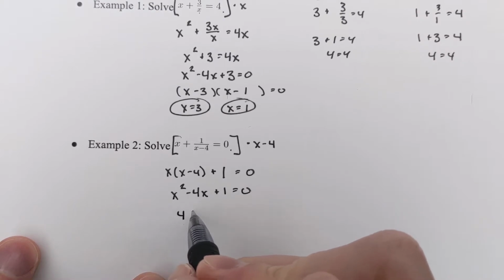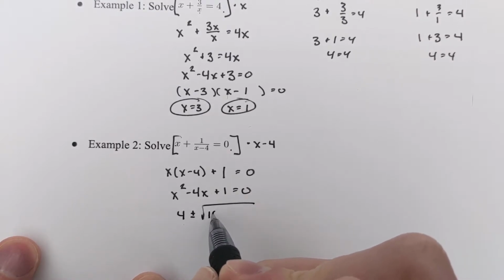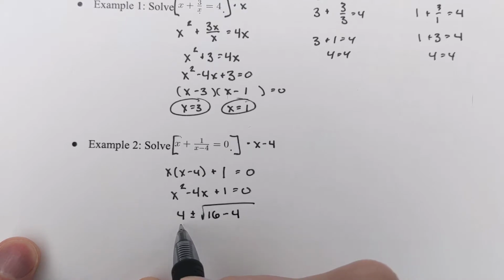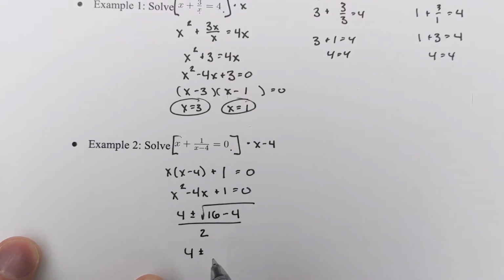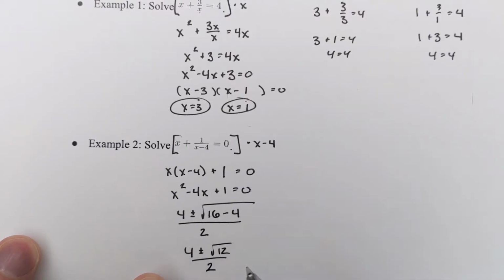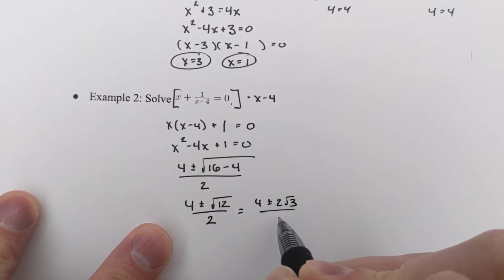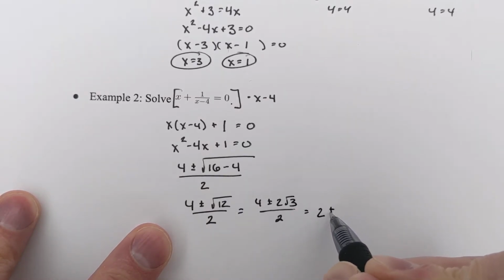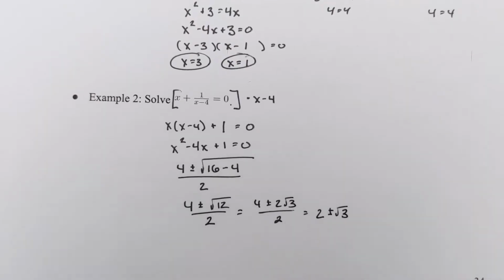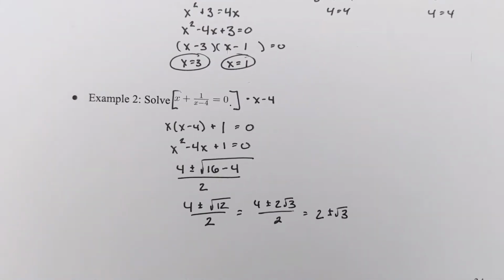This one, though, is not factorable, so we have to use the quadratic formula. Negative b plus or minus the square root of b squared minus 4ac all over 2a. So this is 4 plus or minus the square root of 12 over 2. That is 4 plus or minus 2 root 3 over 2, which is 2 plus or minus root 3. That is my solution. Then I need to check my answers, because we always check our answers if we have a rational function.